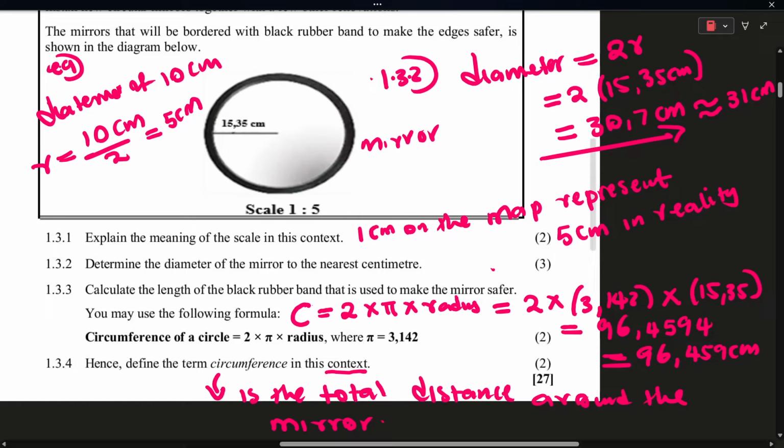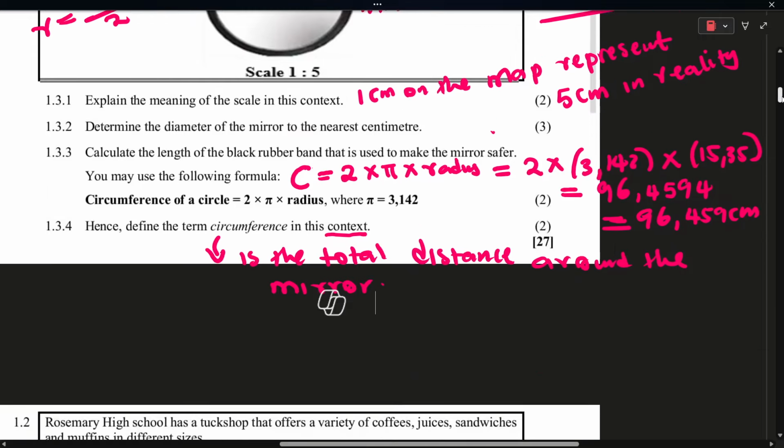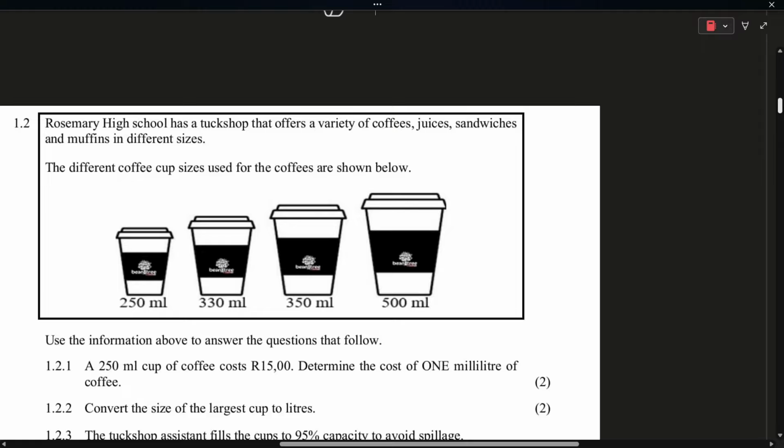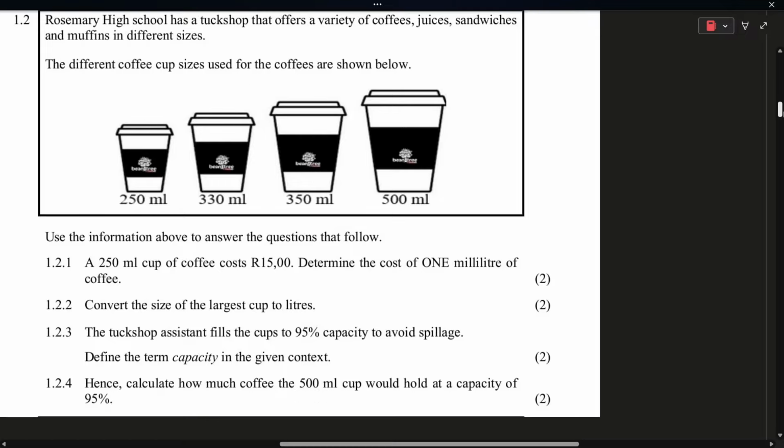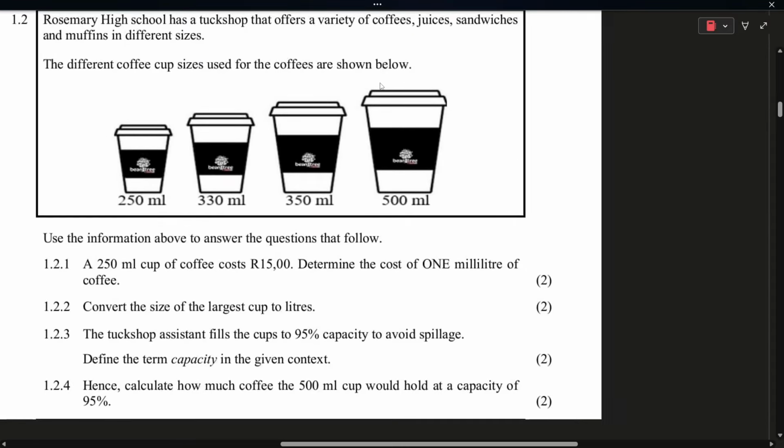Let's continue. I hope you are seeing how to answer questions in mathematical literacy paper 2. Okay. Let's have this one. 1.2. Again, interested in this type of questions. I love these calculations. I hope you are getting them.